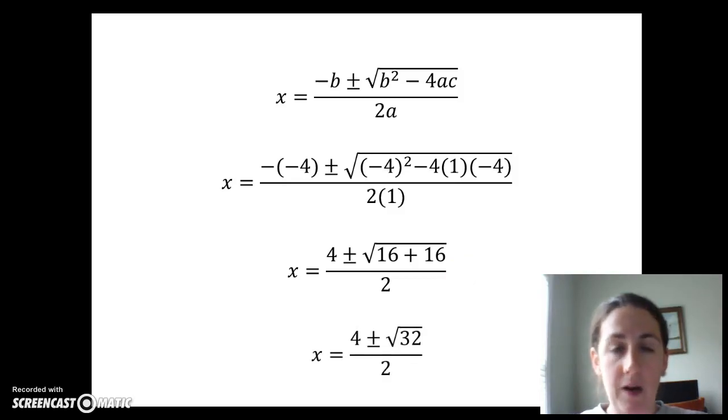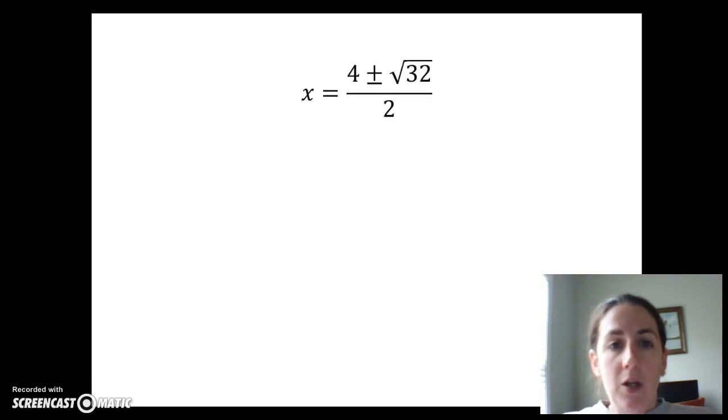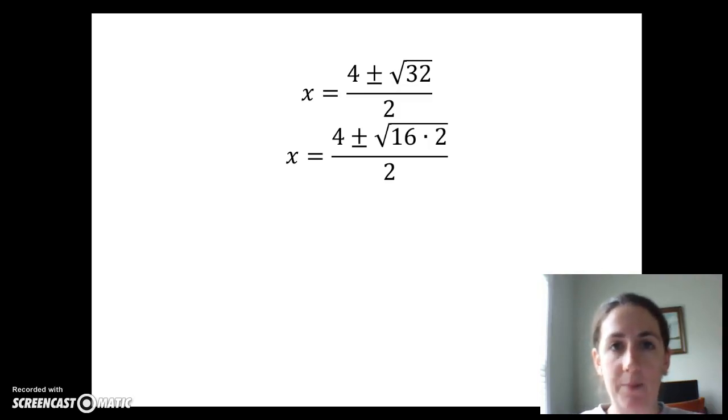Now we always want to simplify this as much as possible. So we have 4 plus or minus the square root of 32 over 2. Well, what is 32? That's 16 times 2. And remember when we talked about radicals way back in chapter 0, we said if you don't have addition or subtraction inside the radical, you can distribute the radical. So the square root of 16 times 2 is the square root of 16 times the square root of 2. Well, we know the square root of 16 is 4, so we have 4 plus or minus 4 root 2, all over 2.